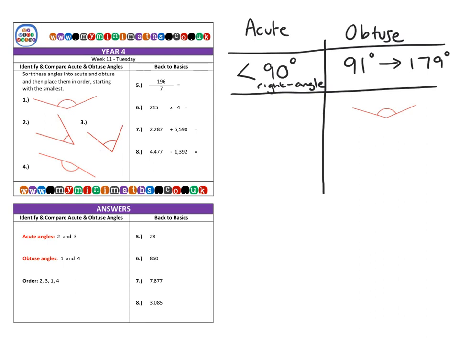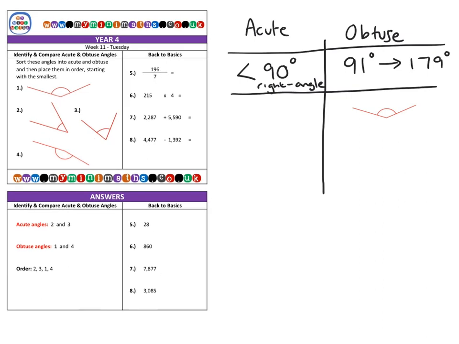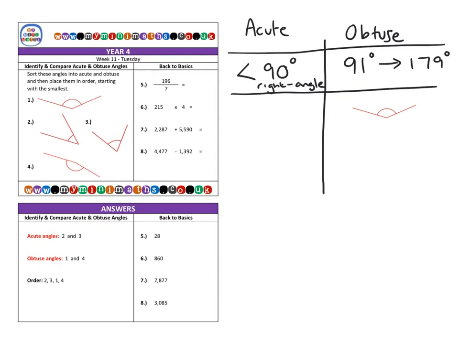Next we're on to angle 2, and this time we can see that it's much smaller. Sorry, let's get the right tool. We can see that it's much smaller, and it's clearly smaller than the corner of our book. So this time it's an acute angle. Next, on to angle 3, which is bigger than angle 2, but we can also see that it's smaller than the corner of our book, our right angle. So again, this is another acute angle.